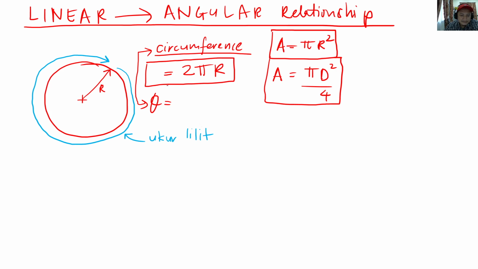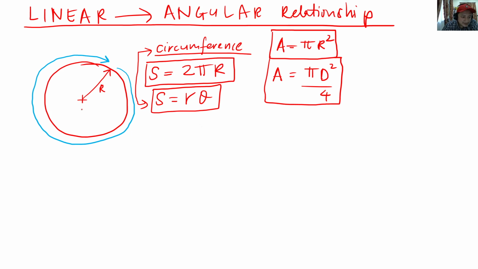Let's give it another name, S. Yeah, it's actually displacement. Circumference is linear displacement. Okay, so S is circumference and it's equal to 2 pi r. How do you get this formula? It's actually like this: S is equal to r theta. This is the formula to get displacement from any angle.